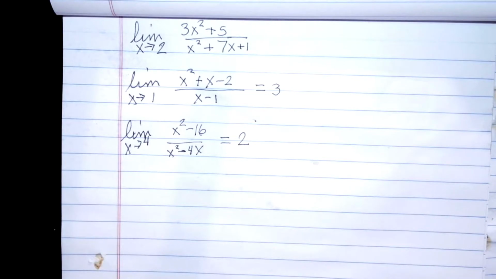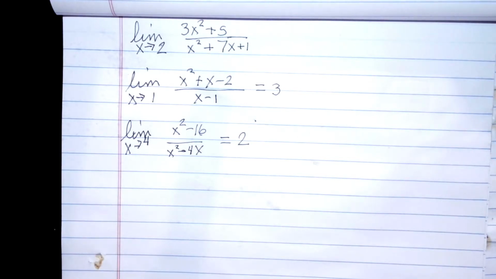Alright, before we go on any farther, I want to talk about some strategies for evaluating limits analytically. So I've got some examples here, including two we've already looked at. In the first one, you've got the limit as x tends to 2 of the quantity 3x squared plus 5 divided by x squared plus 7x plus 1.